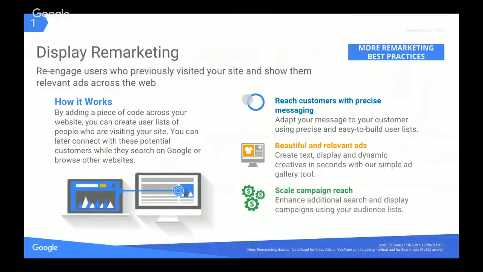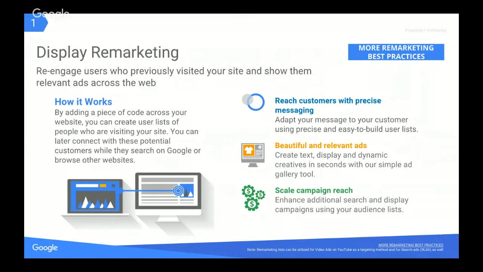There could be various ways. Let's look at display remarketing. Re-engage users who previously visited your site and show them relevant ads across the web. How does it work? You just have to add a piece of code across your entire website. You can create a user list of people who are visiting your site and later connect with these potential customers while they search on Google or browse other websites.